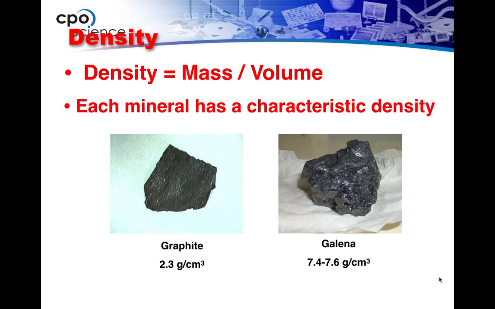Galena, here's another silver one. When I look at it, I think, oh, maybe this is graphite. No, when I do the density test on it, look at that, 7.4 to 7.6 grams per cubic centimeter.